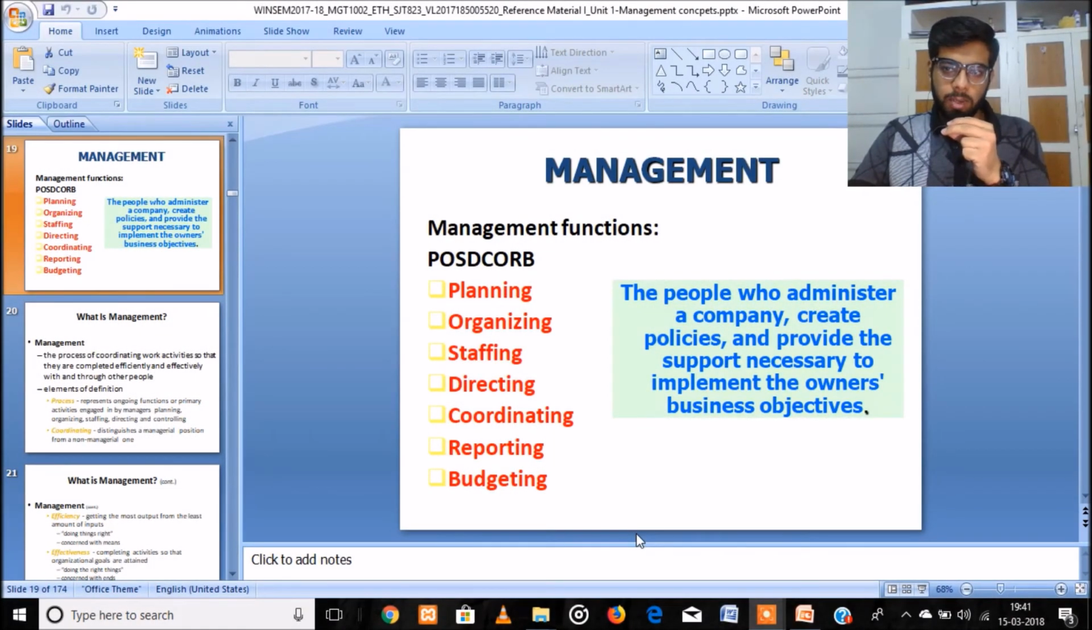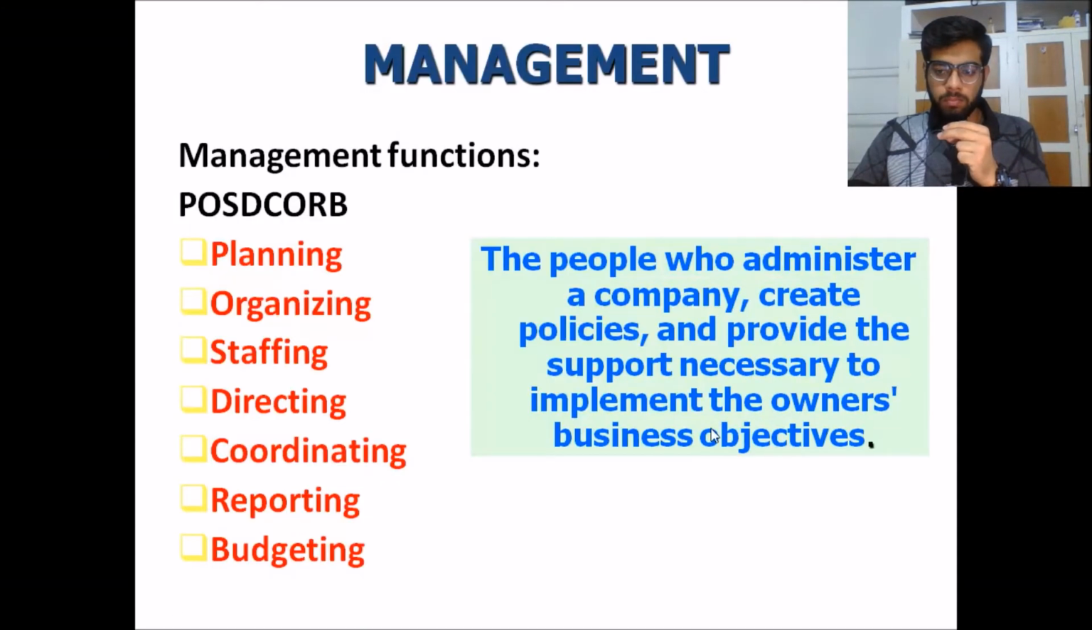This is Sanjay. Today I'm going to discuss a new topic that is called planning. It's a part of management. So here we go. Management contains various functions; basically there are 7 functions, namely planning, organizing, staffing, directing, coordinating, reporting and budgeting. These functions are in short known as POSDCORB.